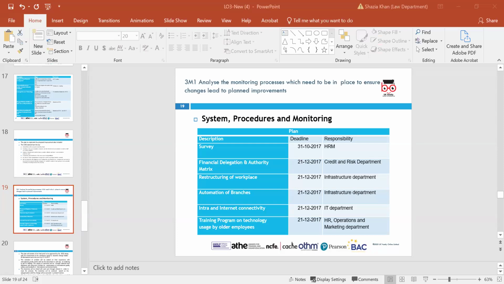The next one is financial delegation in the diagram and in the table, and authority matrix, which had a deadline of 21st of December 2017, and the responsibility of the credit and risk department. The next one is restructuring of workplace, by the 21st of December 2017, by the infrastructure department. Then automation of branches, to be done by 21st of December 2017 by the infrastructure department. Then intranet and internet connectivity by the 21st of December 2017 by the IT department. And the training program on technology usage for older employees by the 21st of December 2017 by HR operations and marketing department.